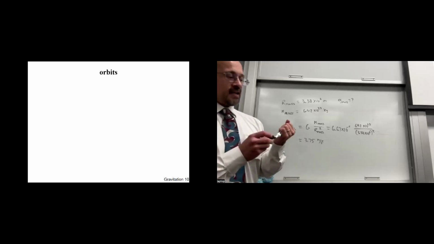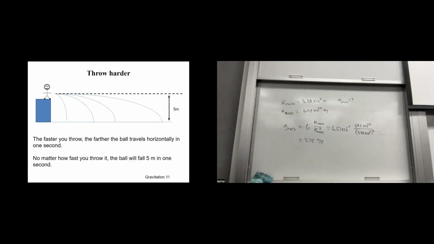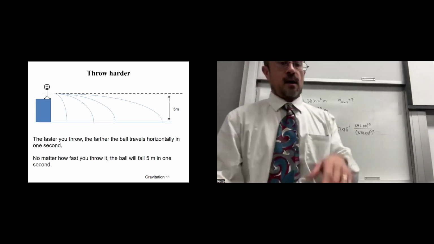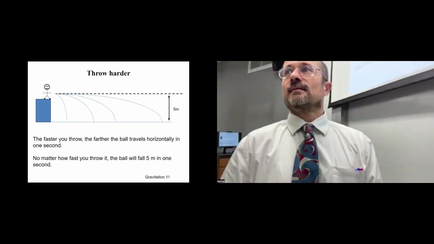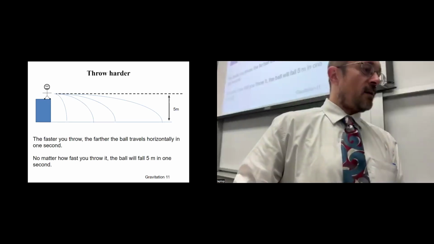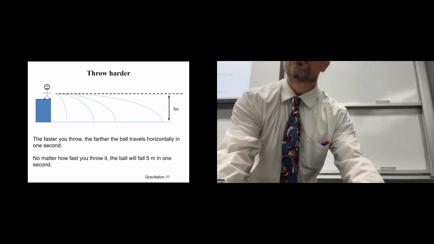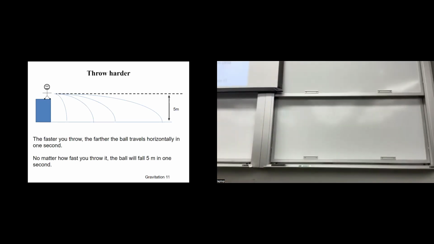All right, so let's take a look at orbits. All right, let's talk about orbits for a minute. So I want you guys to remember something. You remember chapter 3? In chapter 3, we talked about horizontal launching. Does that sound familiar? And when we launch something horizontally, what was the initial velocity in the y?